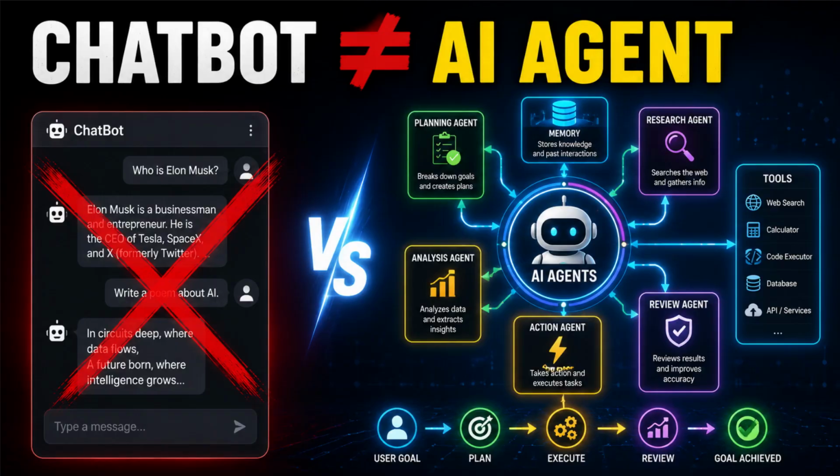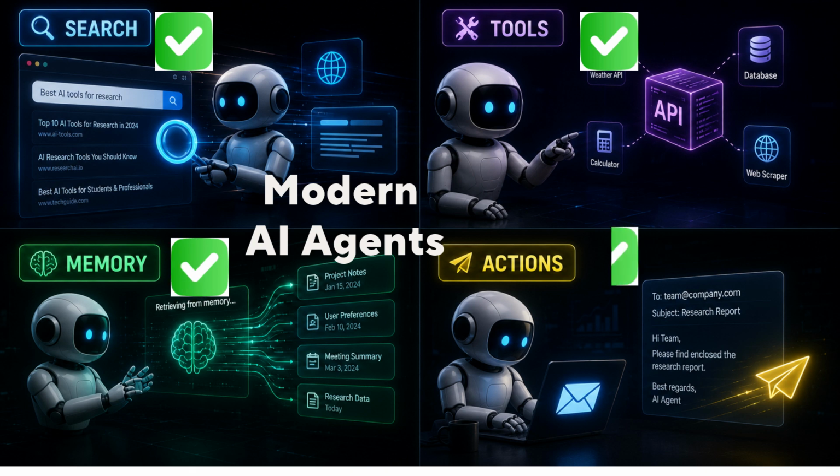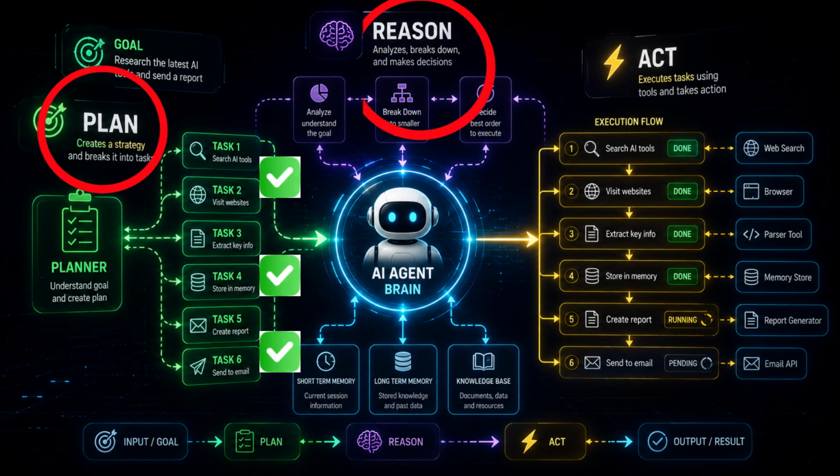Most people think AI agents are just smarter chatbots, but that's completely wrong. Modern AI agents can search the web, use tools, remember information, and take actions automatically. They don't just answer questions, they plan tasks step by step, reason through problems, and make decisions dynamically.